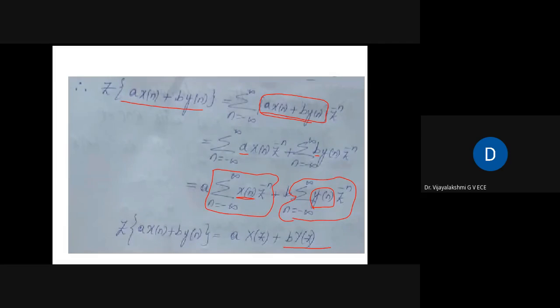Whatever is the scaling, the corresponding Z transform is also scaled by the same factor, and the addition of two signals in the time domain also results in addition of the corresponding Z transforms in the Z domain. So this is about the linearity property.